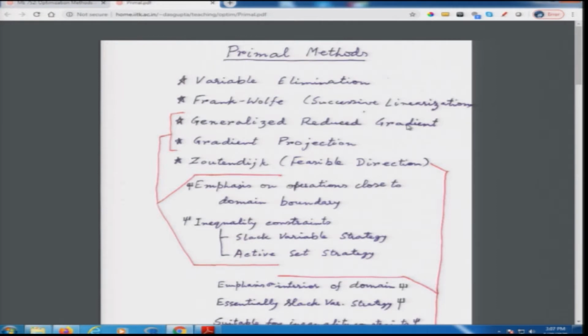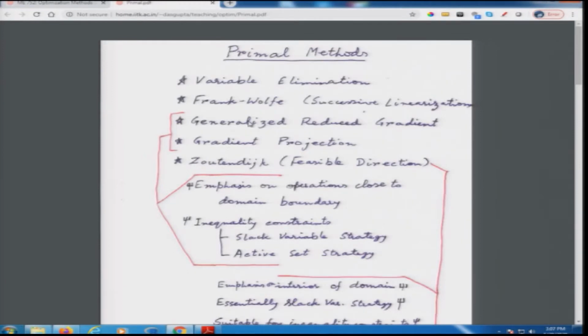Now, these two methods, generalized reduced gradient and gradient projection methods, their thought process is that the minimum is typically likely to be near the domain boundary. Otherwise, what kind of a constraint optimization problem it is. So, we will operate with the full mindset of operating near the domain boundary and therefore, in the tangent subspace, and at every iteration after our necessary work, we may have the headache of bringing the point back to the feasible domain. Okay. So, this is a typical spirit, typical thought process of generalized reduced gradient and gradient projection methods. So, emphasis is on operations close to domain boundary.